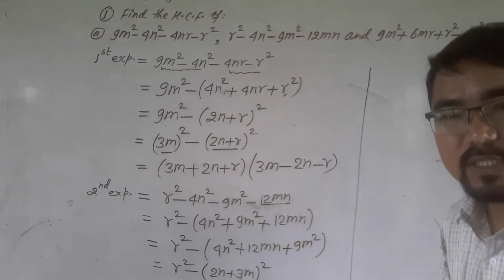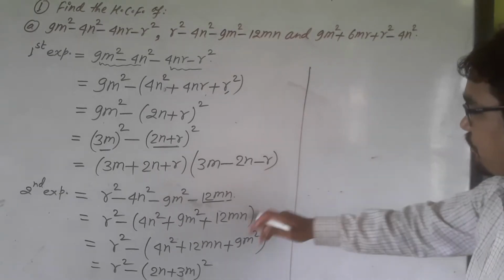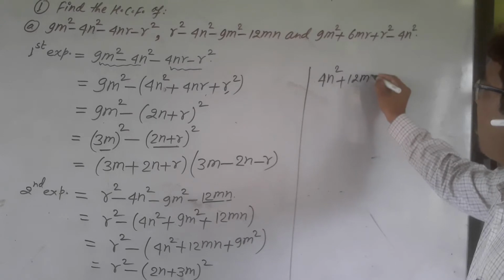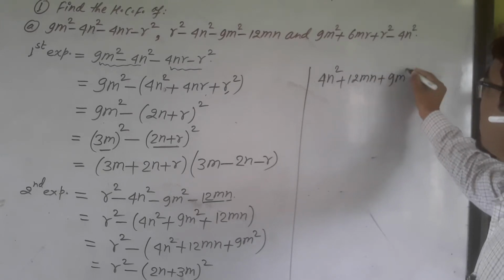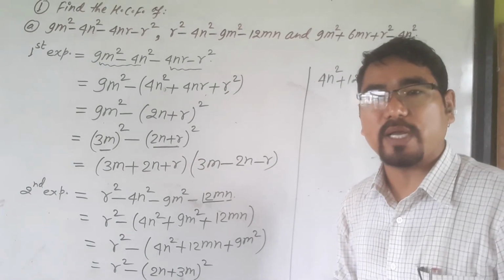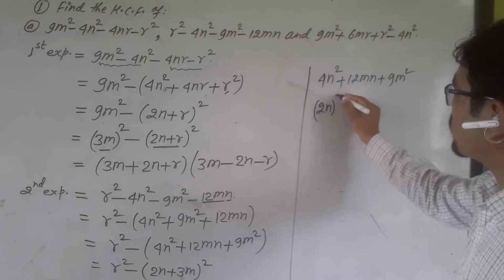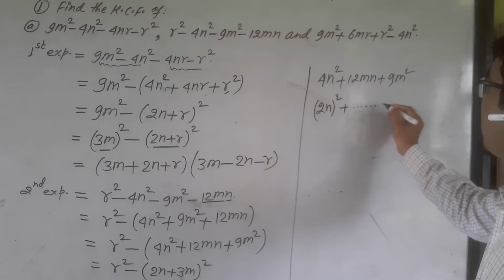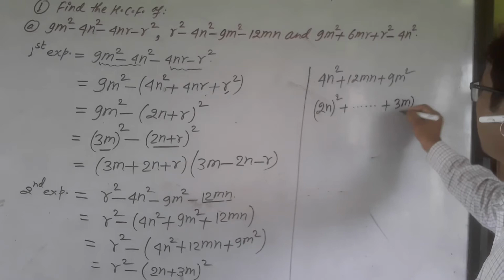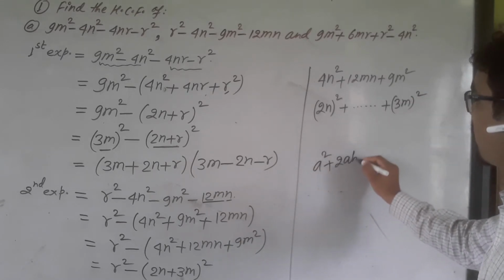How to express in the perfect square? How to express in the form of a plus b whole square? Look here. We have 4n square plus 12mn plus 9m square. This we have to express in the form of a square plus 2ab plus b square. So a square means 4n square, we can write 2n whole square. Plus the middle term, and at last plus b square. B square means 9m square, we can write 3m whole square. Everybody you know, it goes in the form of a square plus 2ab plus b square.